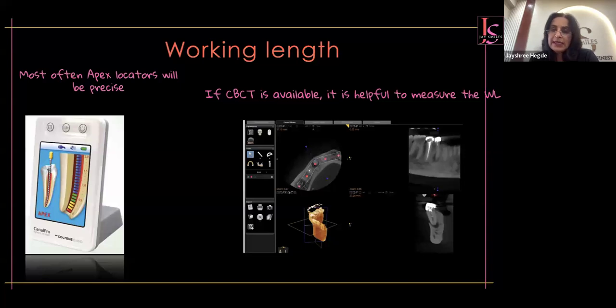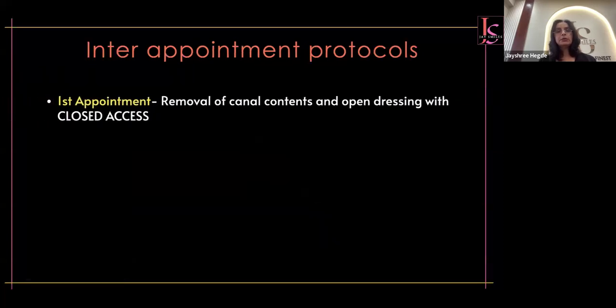Also, in one of my cases, the opening of the MB2 was way below the floor of the chamber. I took help from Dr. Vinod at that point to locate the orifice of the MB2. And it was 3 millimeters below my floor of the chamber. I had to go into the root. And if I didn't have that reference, it would have resulted in perforation. So always have CBCT as your reference for retreatment.